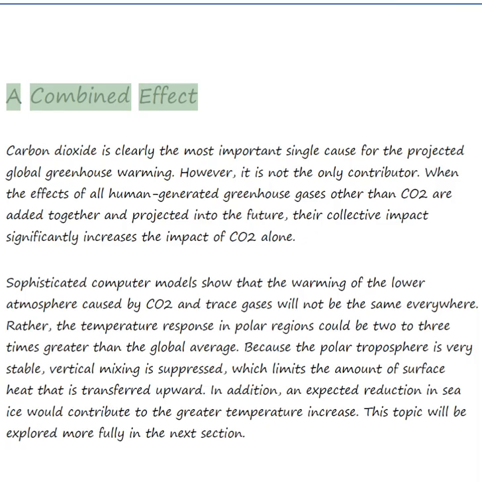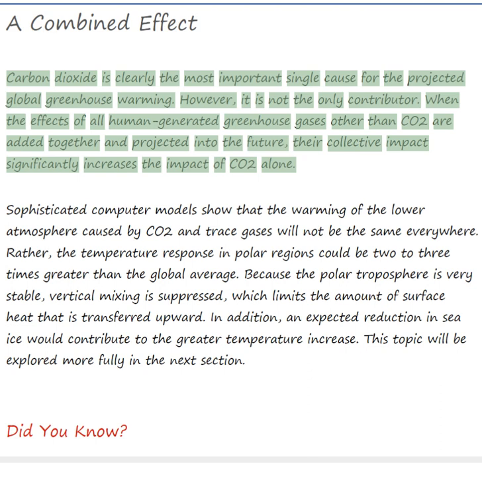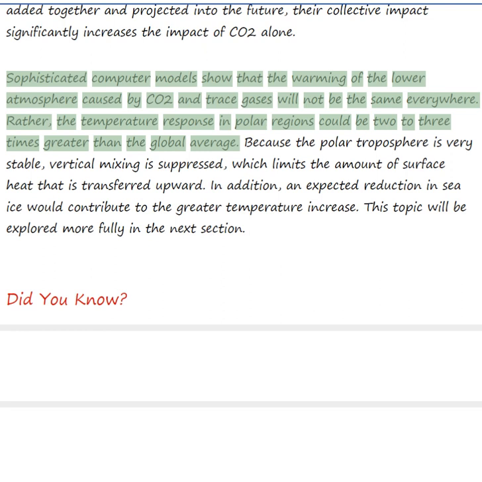A combined effect. Carbon dioxide is clearly the most important single cause for the projected global greenhouse warming. However, it is not the only contributor. When the effects of all human-generated greenhouse gases other than CO2 are added together and projected into the future, their collective impact significantly increases the impact of CO2 alone. Sophisticated computer models show that the warming of the lower atmosphere caused by CO2 and trace gases will not be the same everywhere. Rather, the temperature response in polar regions could be 2 to 3 times greater than the global average.